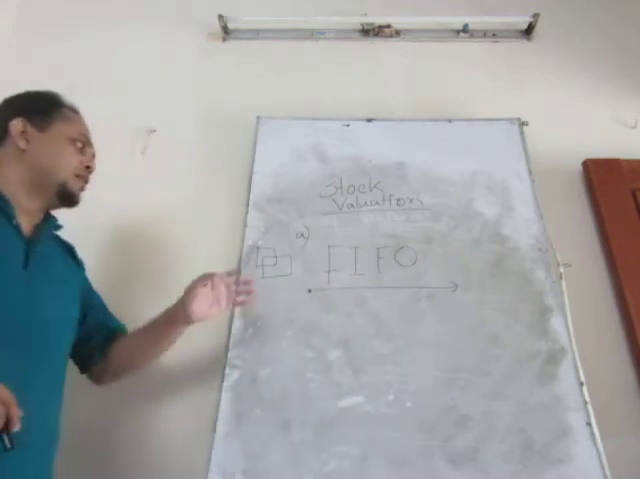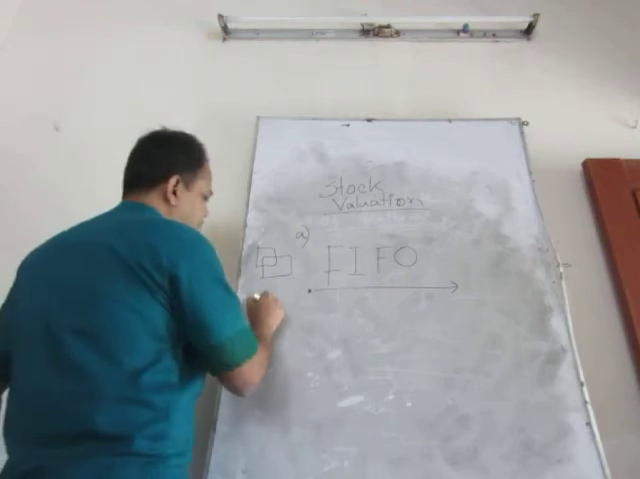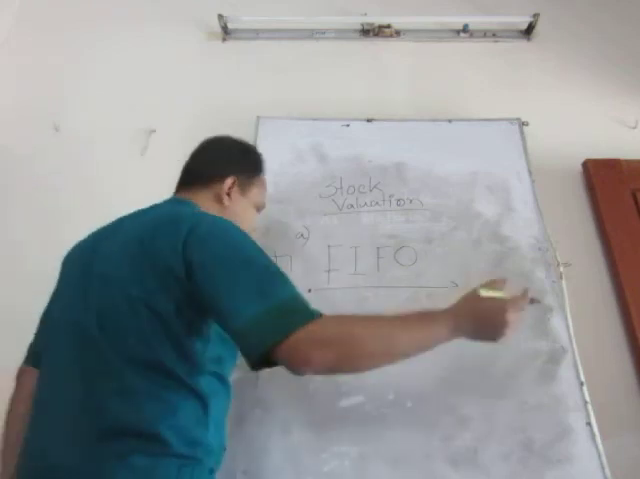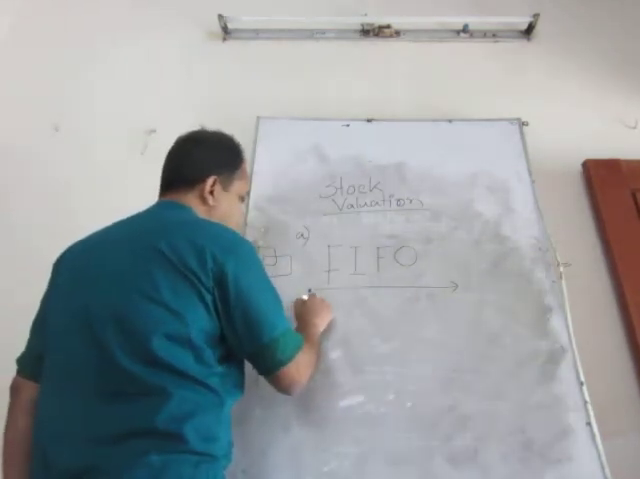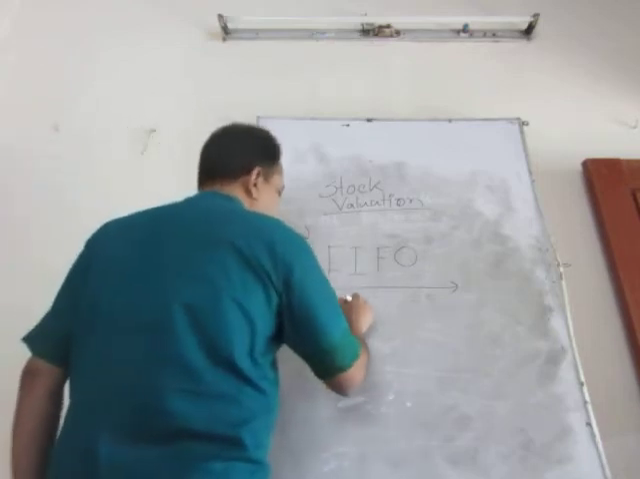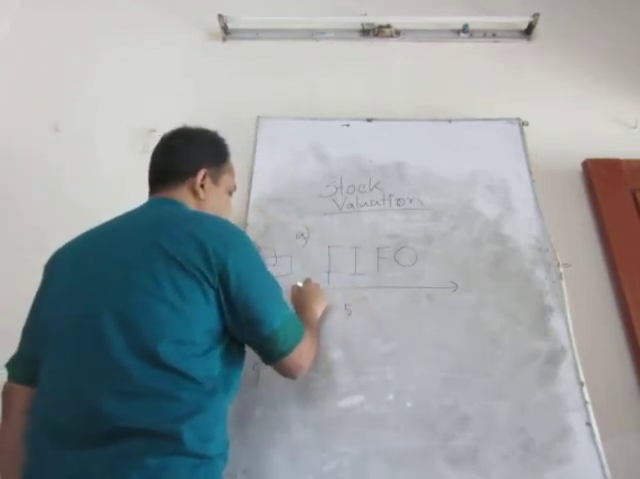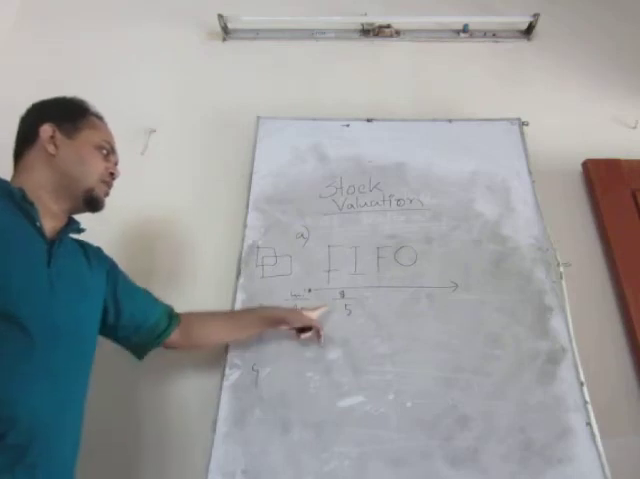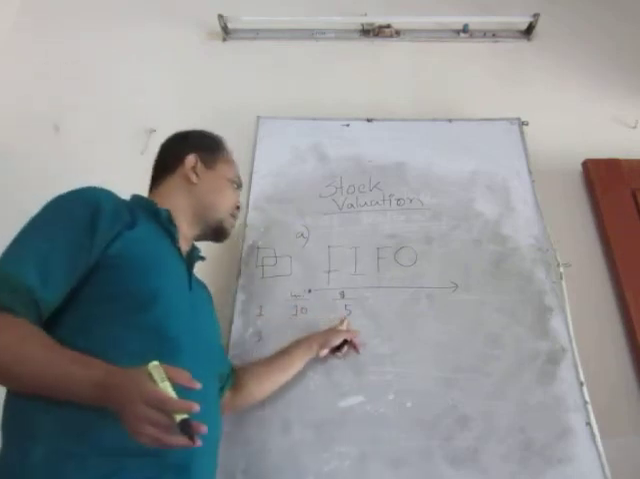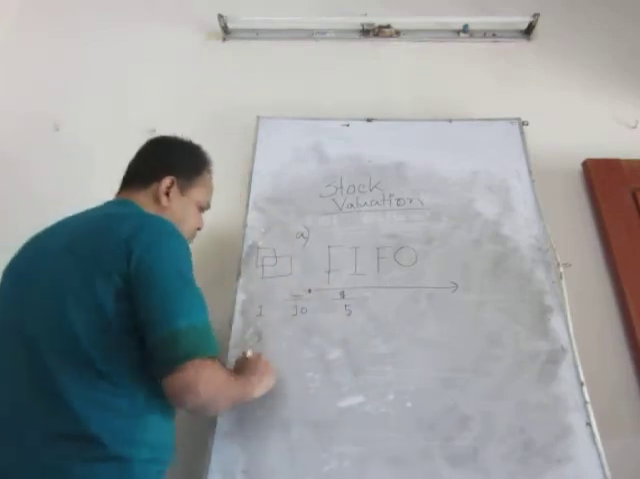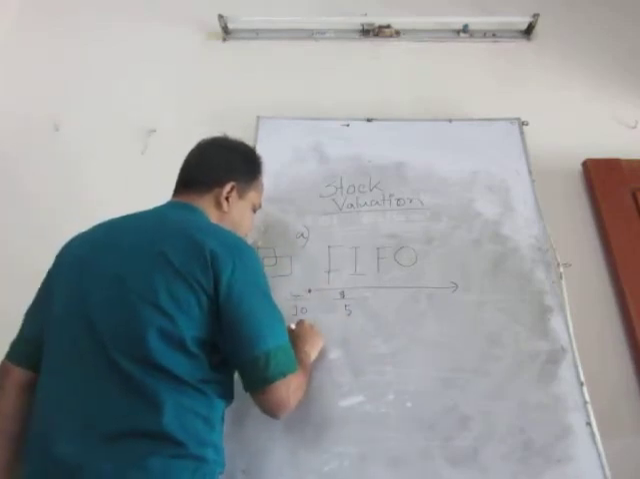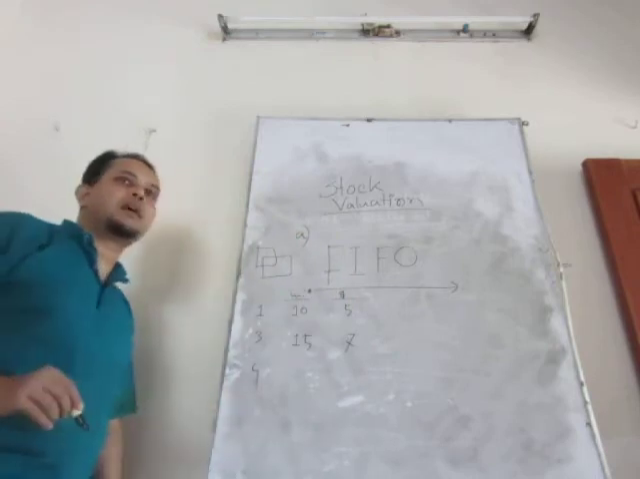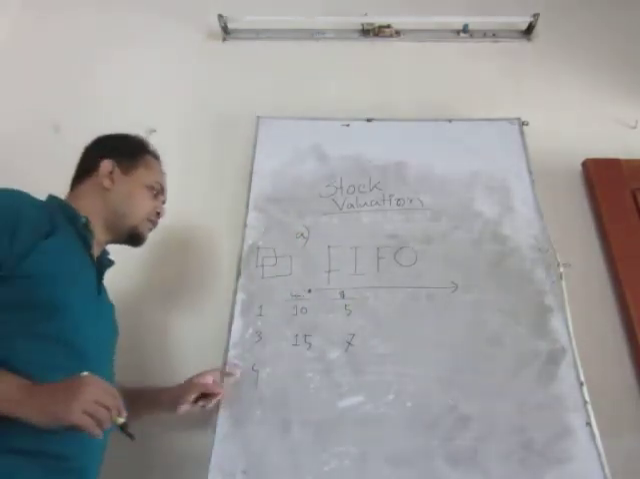First in, first out means, suppose for example, day 1, day 3, day 4. On day 1, you purchase 10 units of a specific material at 5 taka per unit. On day 3, you purchase, suppose, 15 units at 7 taka per unit.